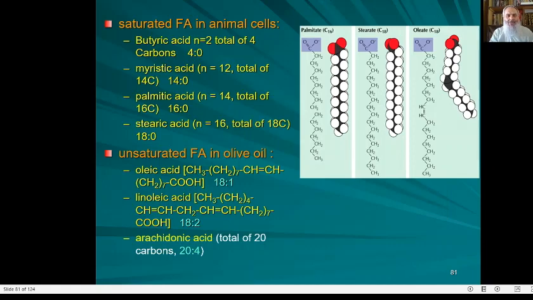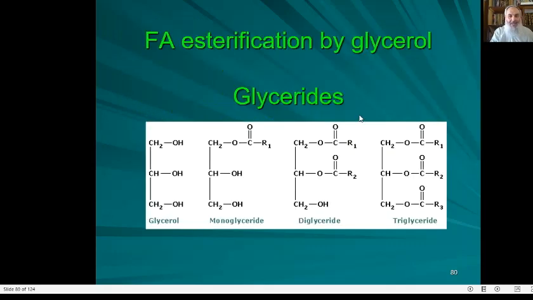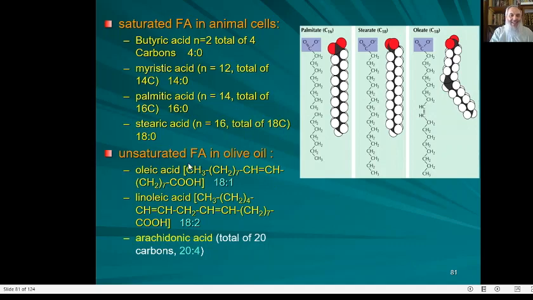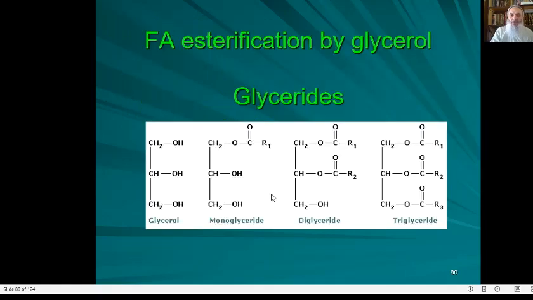Let's consider some examples of fatty acids that can be used. We have butyric acid, myristic acid, palmitic acid, stearic acid. You are not supposed to memorize the numbers. Just remember that these are examples of saturated fatty acids. They may occur in triglycerides, especially triglycerides of animal cells. Regarding the fatty acids that are unsaturated, we have three main examples: oleic acid and linoleic acid. These are abundant in olive oil. And we have arachidonic acid, which is also unsaturated. It is present in animal cells also. So here are examples of fatty acids that may form triglycerides.